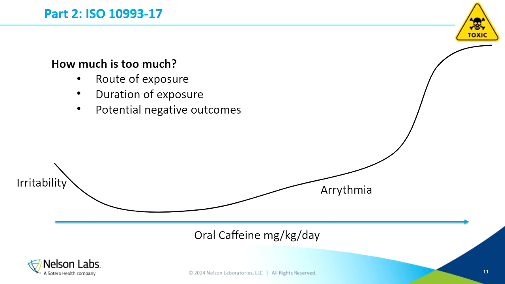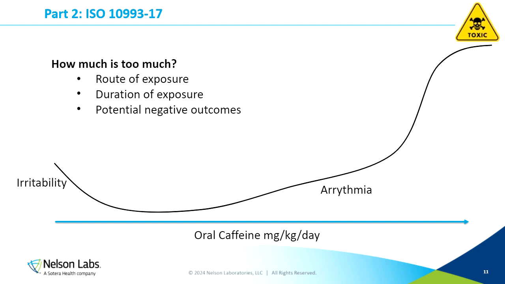This right here is just a scribbled out graph on caffeine. So the toxicity of something has to do with several different factors, such as route of exposure, duration of exposure, and the different negative outcomes that you might observe. In this case, we're looking at an individual who's probably habituated to having caffeine. They might be used to having a daily exposure to caffeine.